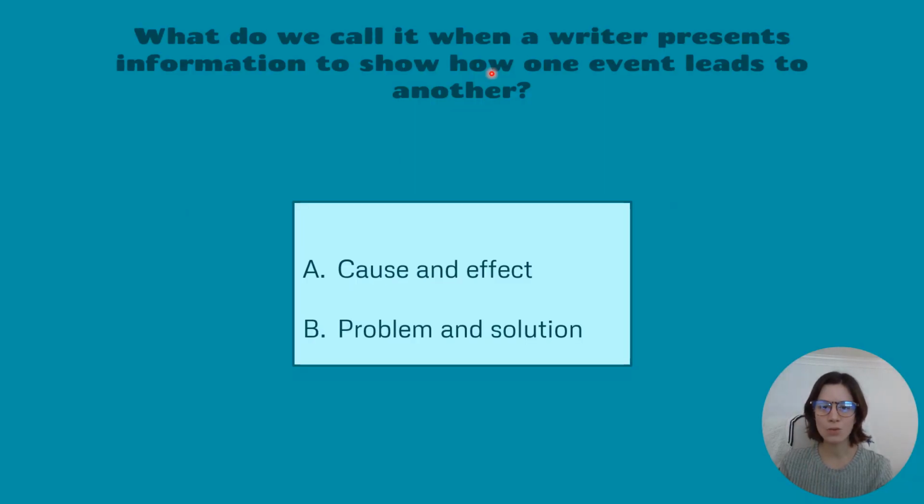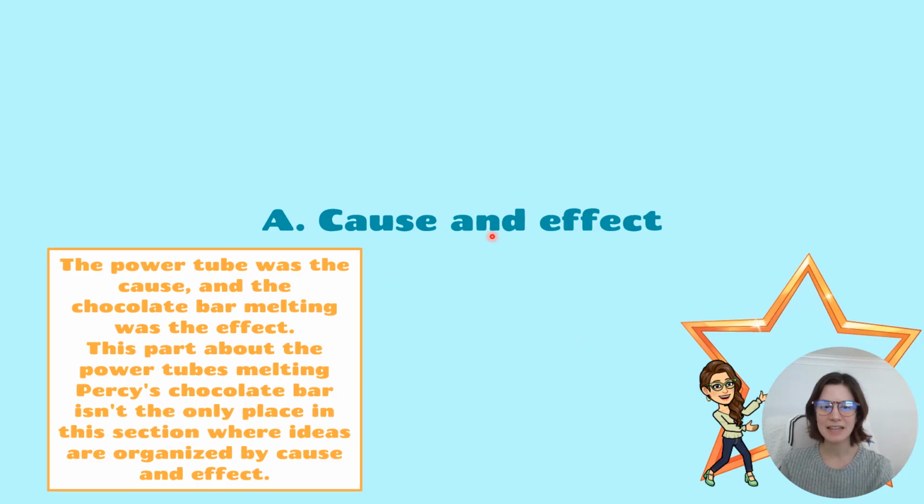What do we call it when a writer presents information to show how one event leads to another? A, cause and effect, or B, problem and solution? The answer is A, cause and effect. So the power tube was the cause, and the chocolate bar melting was the effect. This part about the power tubes melting Percy's chocolate bar isn't the only place in this section where ideas are organized by cause and effect.